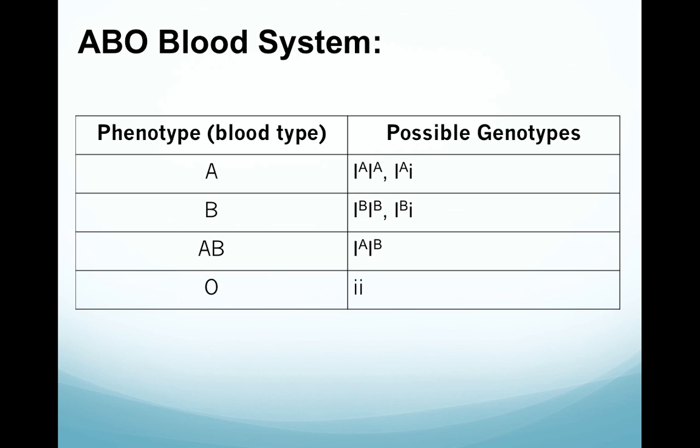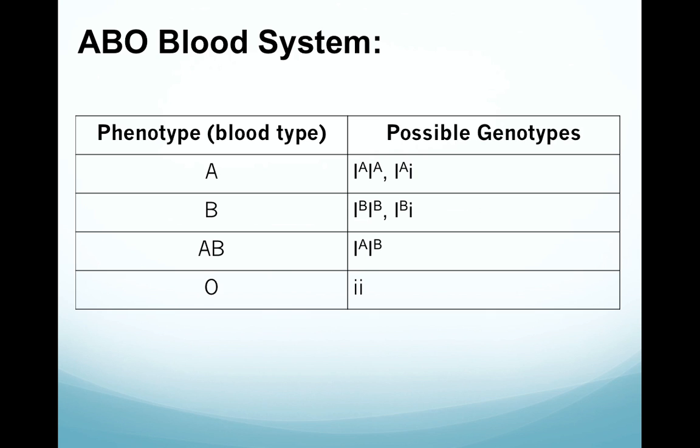To have type A blood, you could be either homozygous dominant for the A allele or heterozygous with the A allele. To have type B blood, you could be either homozygous dominant for the B allele or heterozygous with the B allele. Type AB blood is the example of codominance because if you have both of these dominant alleles, you make both the sugars or both the antigens on your red blood cells.